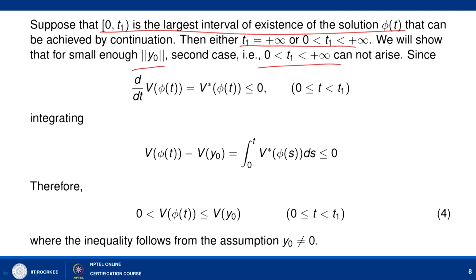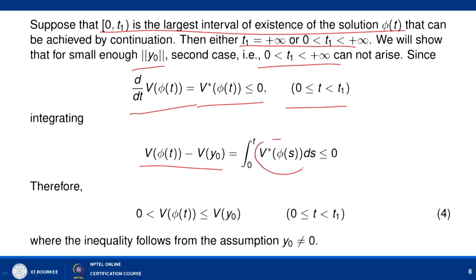To show that this is true, we use the condition that V*(phi(t)) is less than or equal to 0, and we have already shown that V*(phi(t)) is nothing but d/dt of V(phi(t)). So, for 0 ≤ t < t1, d/dt of V(phi(t)) is less than or equal to 0. This is already given, since V*(phi(t)) is negative semi-definite. So, we simply integrate with respect to t here. We will get V(phi(t)) minus V(y0) equal to the integral from 0 to t of V*(phi(s)) ds.